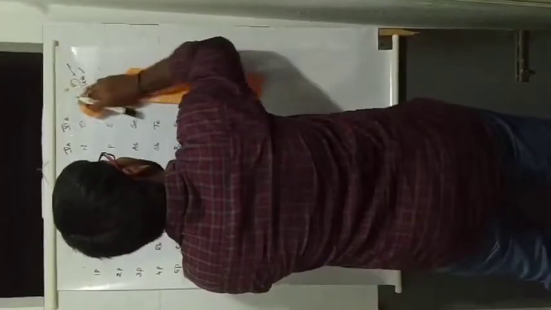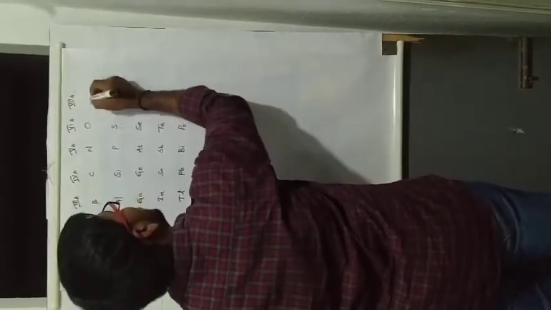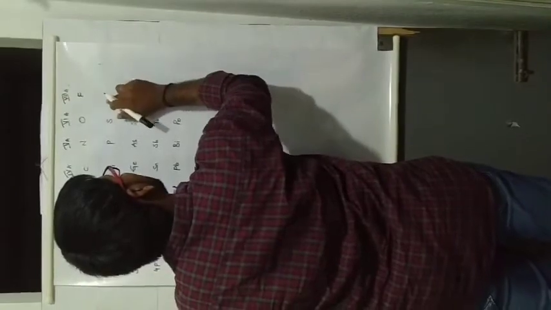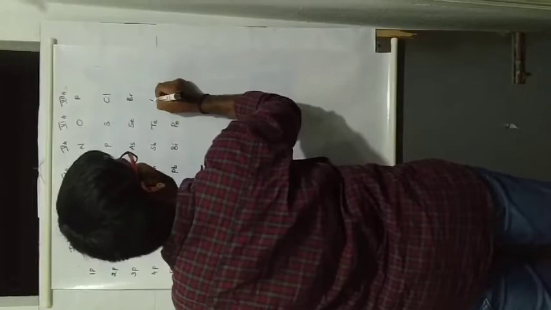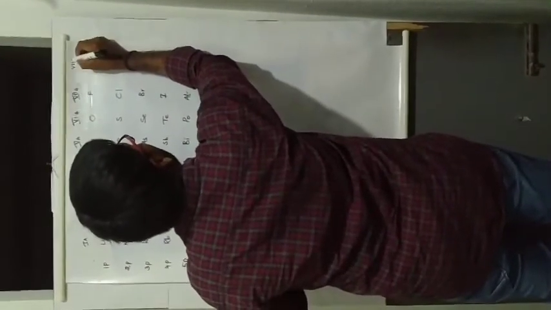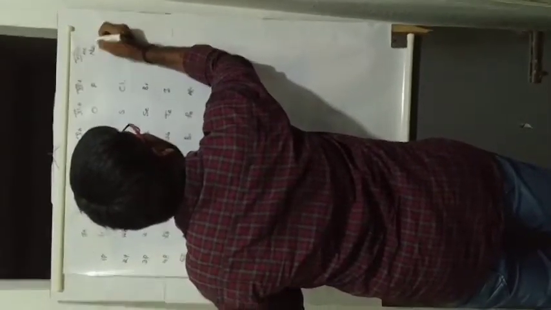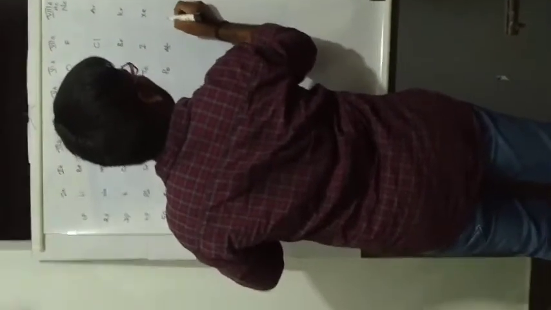So next remaining, the 7th and 8th A group elements. 7th A group: fluorine, chlorine, bromine, iodine, astatine. And 8th A group elements: helium, neon, argon, krypton, xenon, radon.